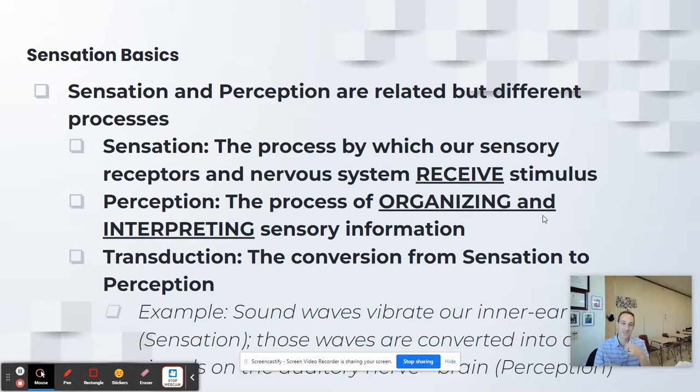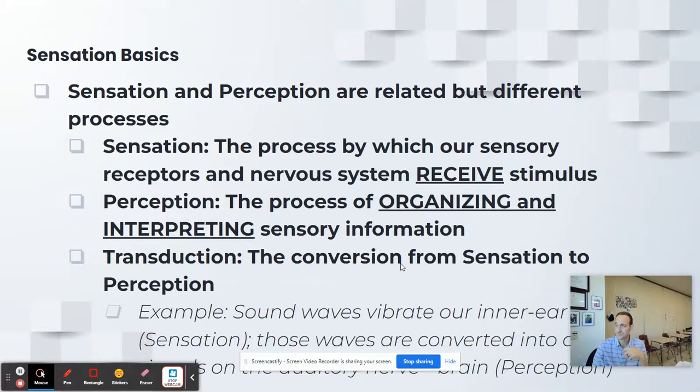This gets into certain things like illusions, things that we miss with our lack of focused attention. There's a number of different things where when we organize and interpret information, when we perceive, it's not always determined solely on sensation. There's also a thinking process involved. The process by which you move from sensation to perception is something called transduction. So to transduce means to move from sensation to perception.